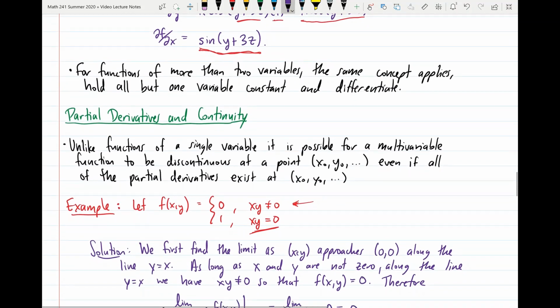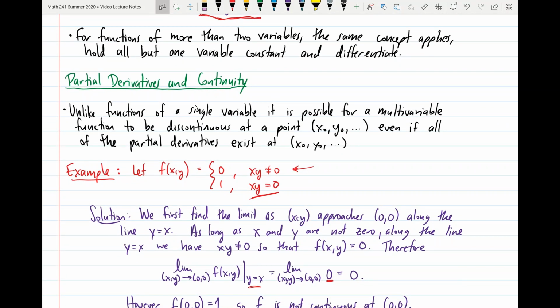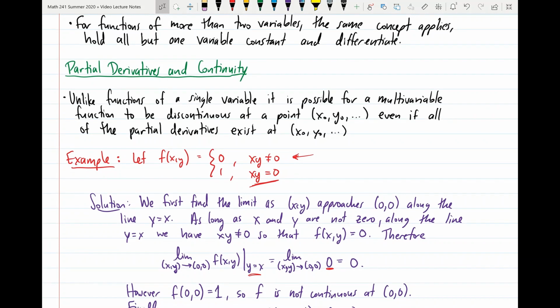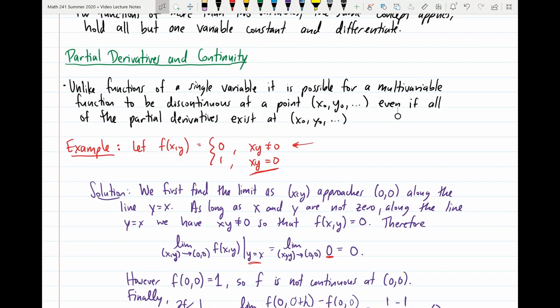So now let's move on to a supposed relationship between partial derivatives and continuity, if there is a relationship at all. Remember that in Calculus 1, you found that any function that was differentiable at a point was necessarily continuous at that point. But we have to be careful about making claims like this for multivariable functions. Unlike functions of a single variable, it is possible for a multivariable function to be discontinuous at a point, even if all of the partial derivatives exist at that point.